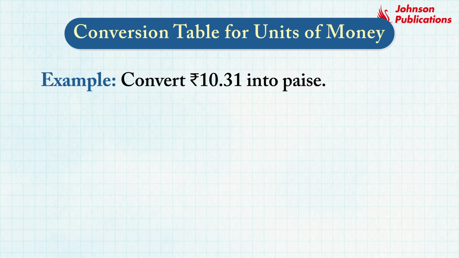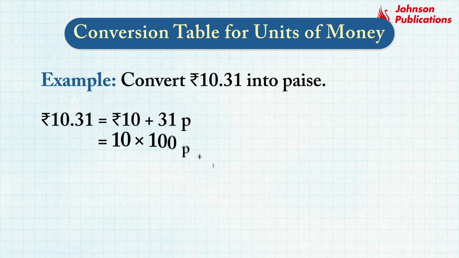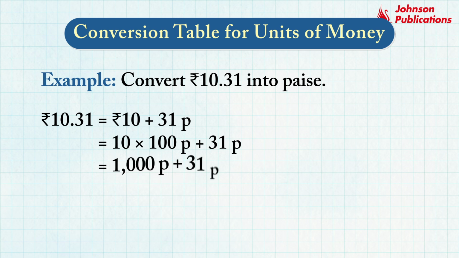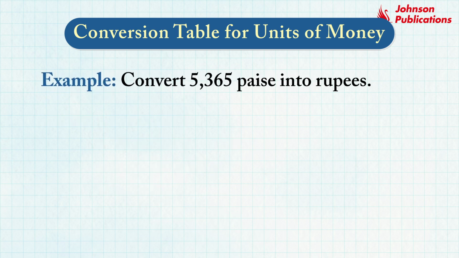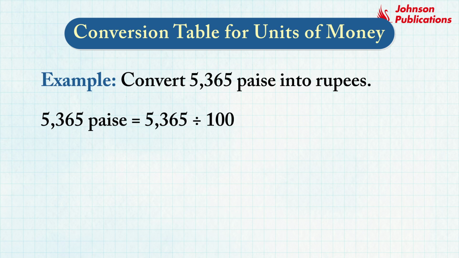Example: convert rupee 10.31 into paise. Rupee 10.31 is equal to 10 rupees and 31 paise. We multiply them by 100 and add 31 paise, which makes 1031 paise. Example: convert 5365 paise into rupees. 5365 paise when divided by 100 makes 53 rupees and 65 paise.